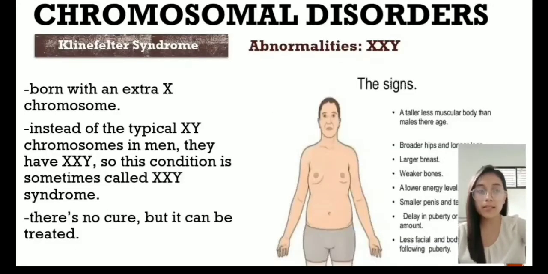Klinefelter syndrome. The abnormality is XXY. A boy with Klinefelter syndrome is born with an extra X chromosome. Instead of the typical XY chromosomes in men, they have XXY, so this condition is sometimes called XXY syndrome. This kind of syndrome only affects males.